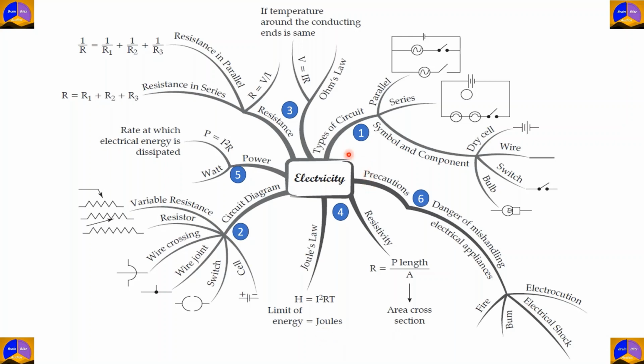Now we divide this mind map into 6 portions. The first part deals with the types of circuit, while the second is about circuit diagrams. The third part deals with resistance and Ohm's law. The fourth part deals with resistivity and Joule's law. The fifth part deals with power and its unit. And at the end, we put in some precautions of handling electrical appliances. Let's begin, shall we?